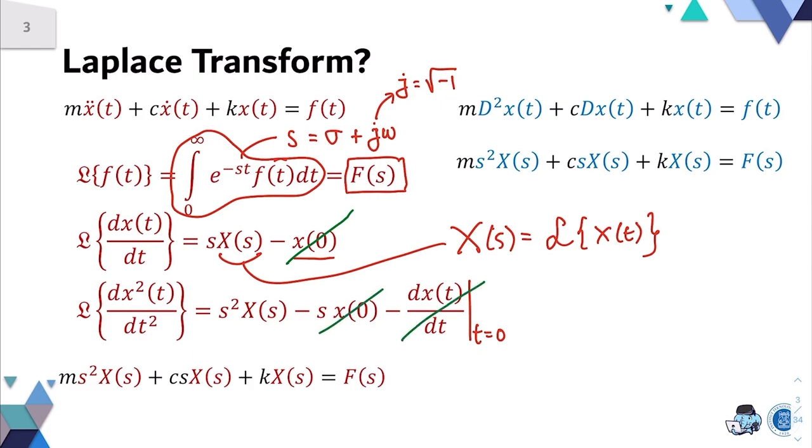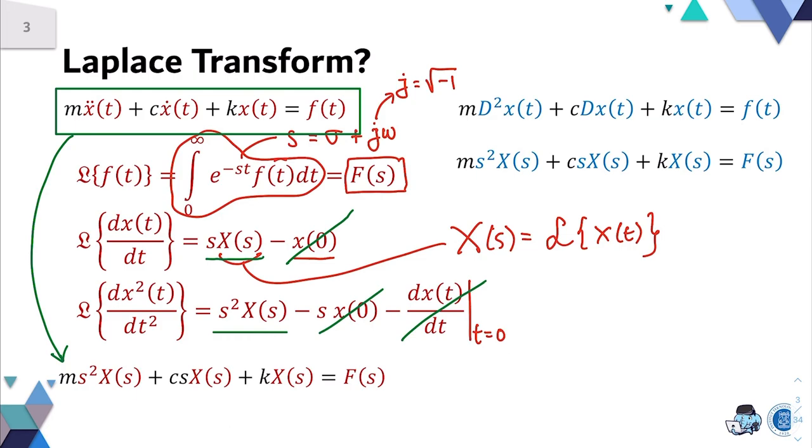Cancel this out, cancel this out. So all we have is just s X(s) for the first derivative of x, and then we will have s squared X(s) for d squared x over dt squared. So as a result, if we take the Laplace transform of our differential equation we have derived from the free body diagram, it will be something like this. The x double dot will be s squared X(s) because we neglect the initial condition.